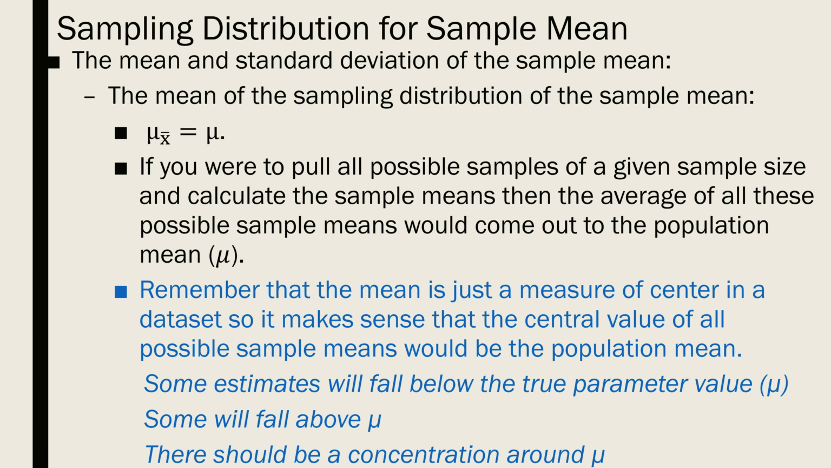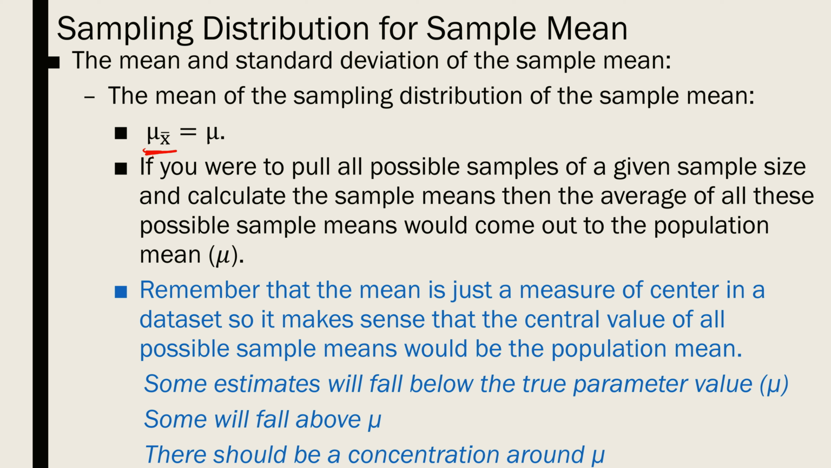In this video, we are going to learn sampling distribution for sample mean. The mean of the sampling distribution of the sample mean is denoted as mu x bar. It is equal to the population mean.